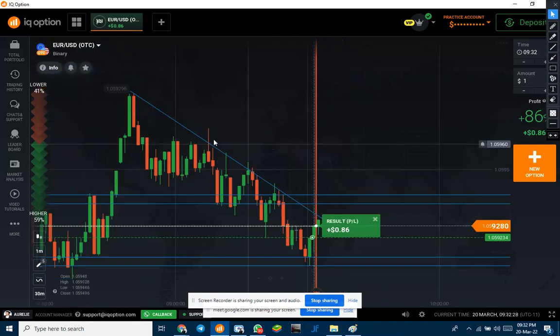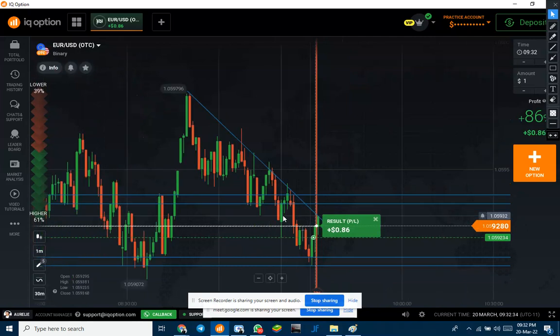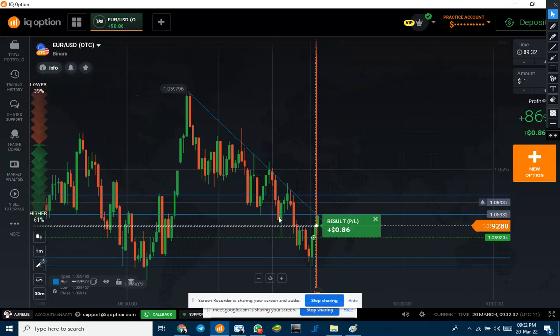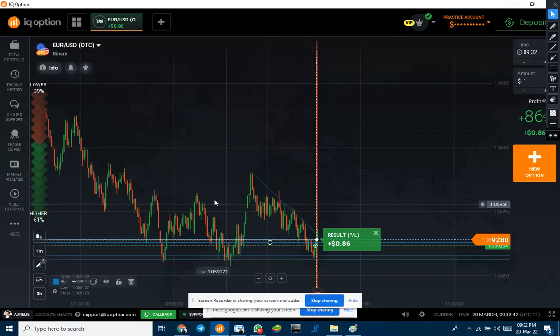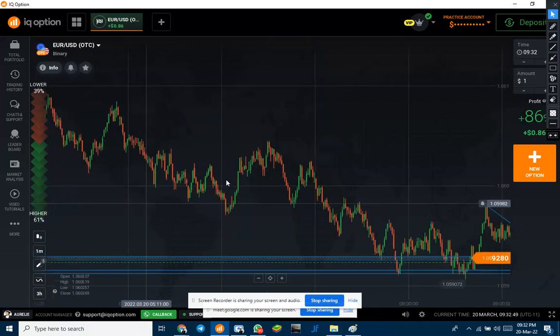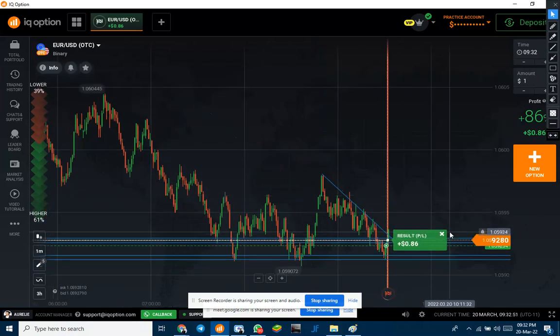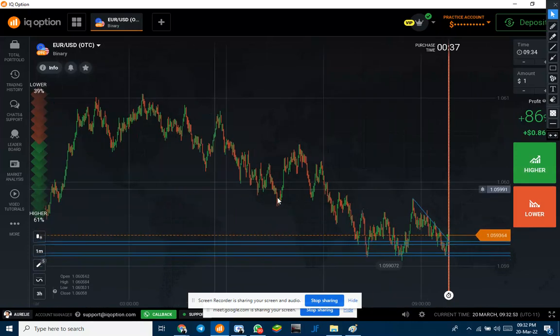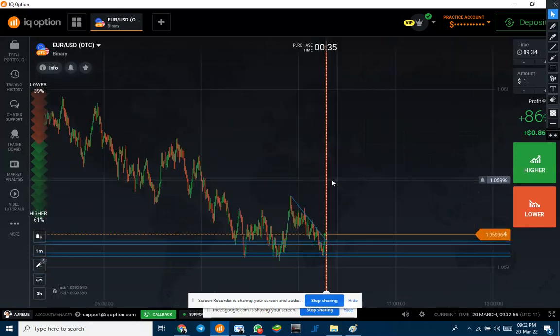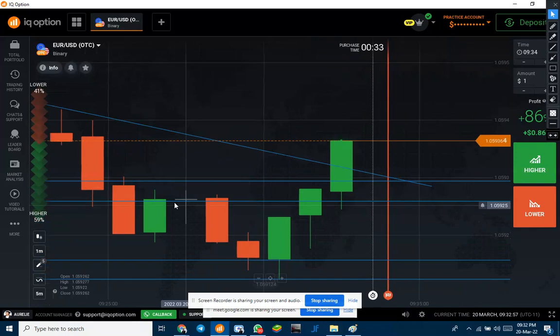Now, after the corrective move, the impulsive move, where do you think the sellers will enter again? Check on the left side here. Well, let me say here, something like this, something like this, something like this. Is it correct? Okay, I think so. So where do you think the sellers will enter again?